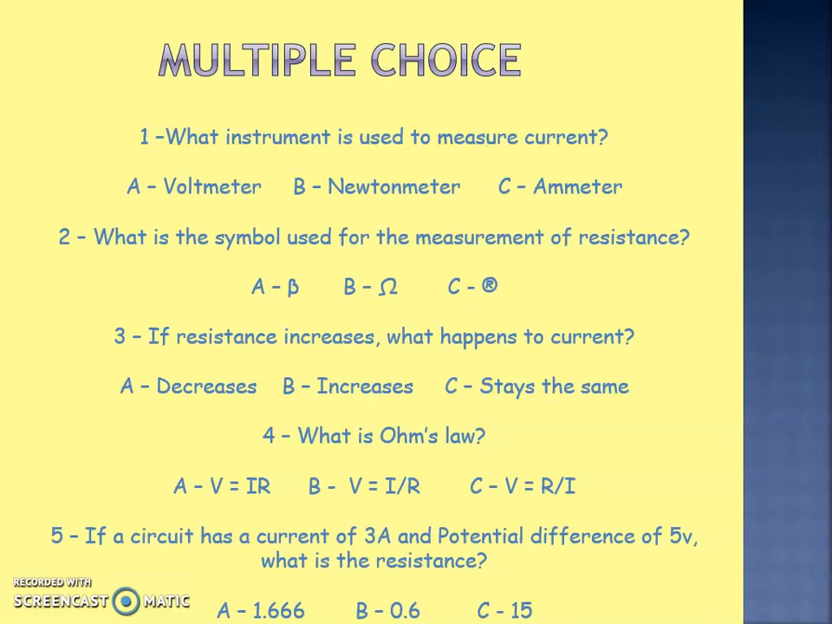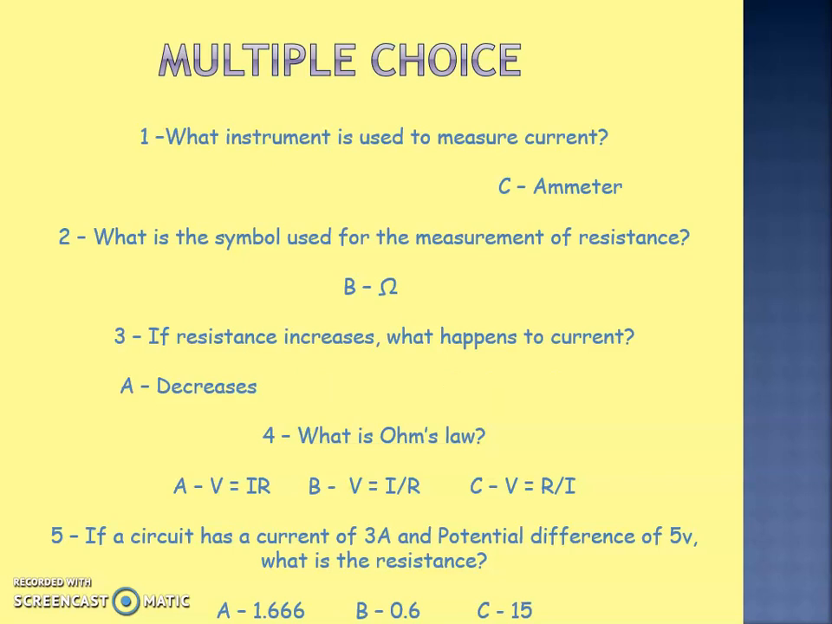Question 1, used to measure current is an ammeter. Question 2, the symbol for resistance is the ohm, it's the omega sign. Question 3, resistance increases, current will decrease. Question 4, Ohm's law. It's the first one, V equals IR. And question 5, it's got a current of 3, potential difference of 5. What's the resistance? Remember, V equals IR, 3 times 5, giving us 15.